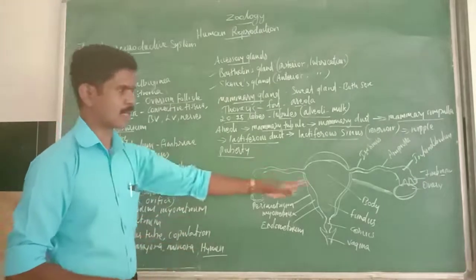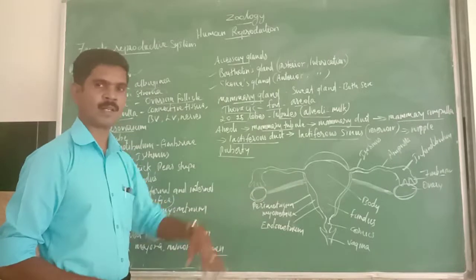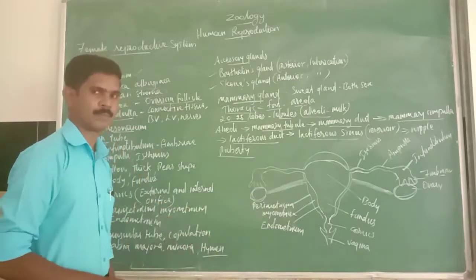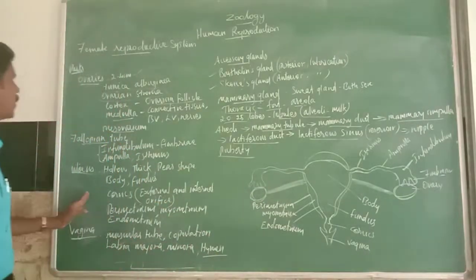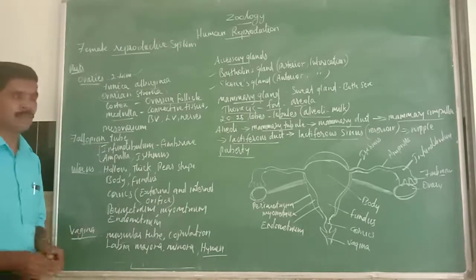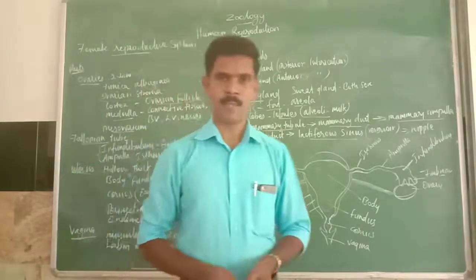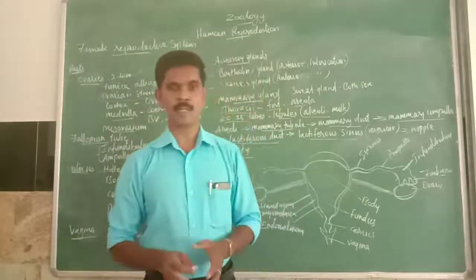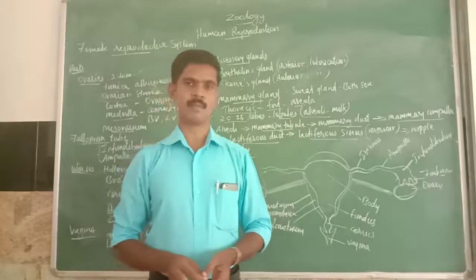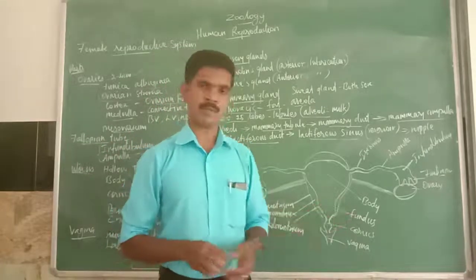This is the structure of the female reproductive system. This is important for a 2 mark question. Sometimes this diagram may be asked for a 2 mark question. So today we have completed the parts, the structure and functions of the female reproductive system. Hope you all understood today's class. I hope you will study these questions today itself. It's an important 5 mark question, and this diagram is important for a 2 mark question.